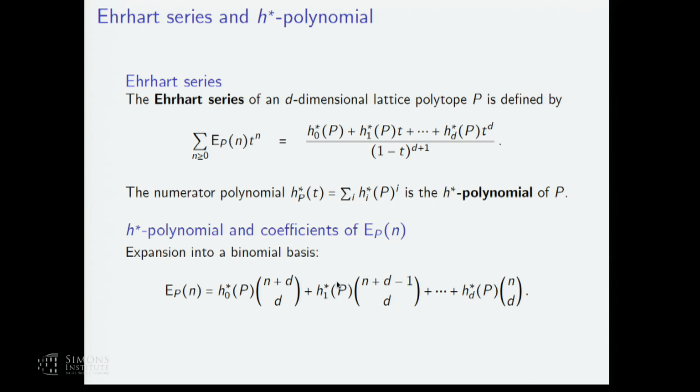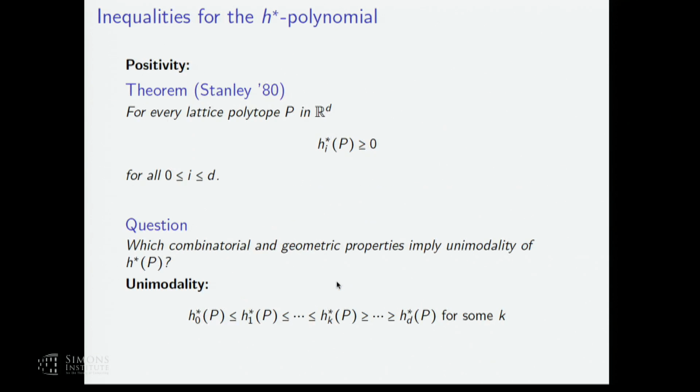And these h-star polynomials have much nicer properties. So in particular, the coefficients are all non-negative. This is a theorem by Stanley, and he actually also showed that they are non-negative integers. So as combinatorialists, this is great for us because now we want to count something.